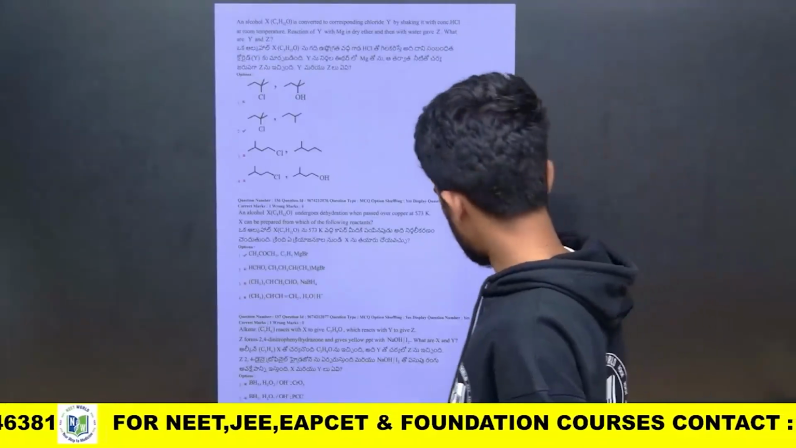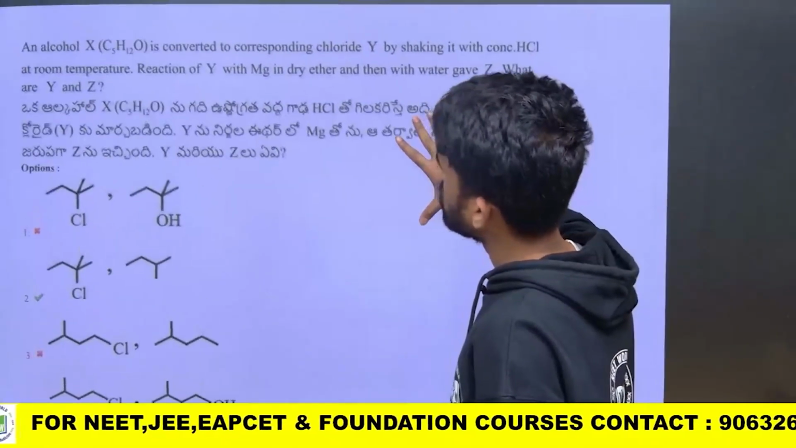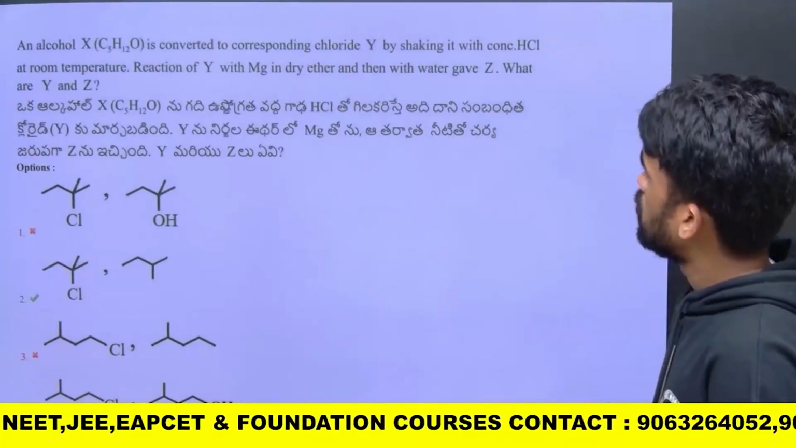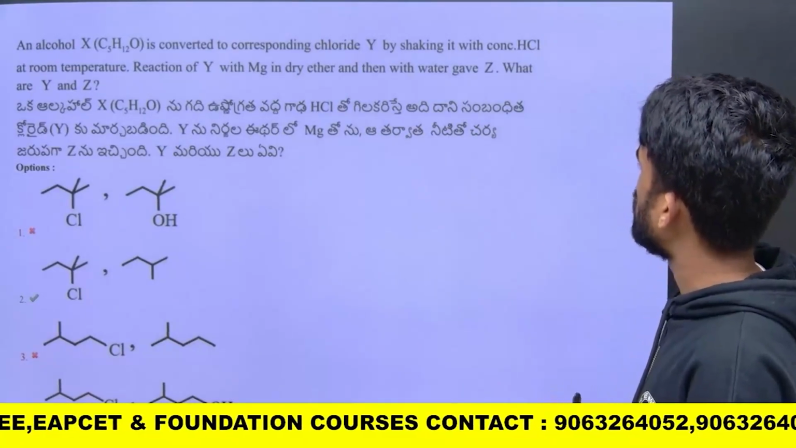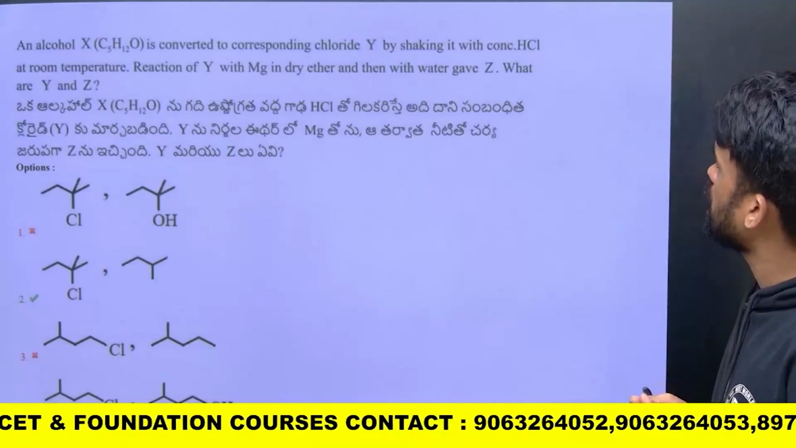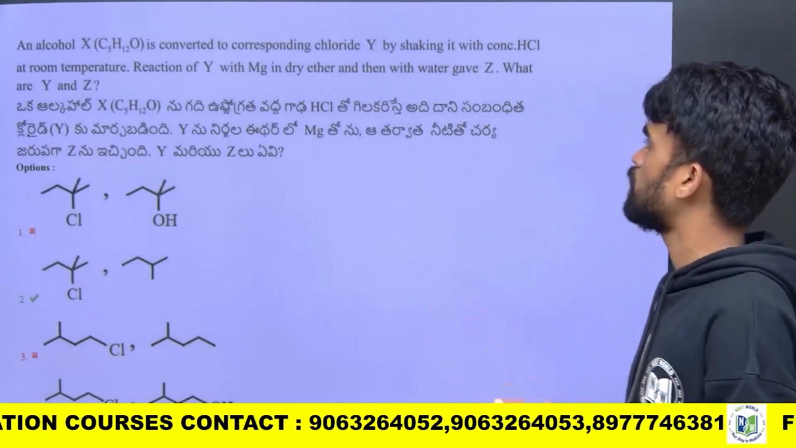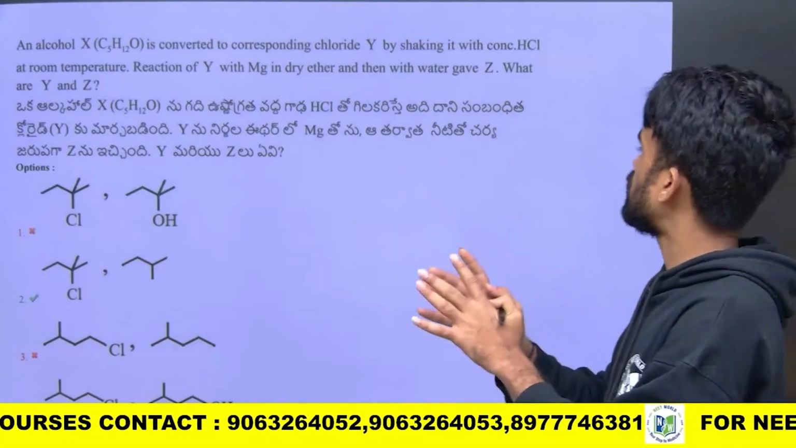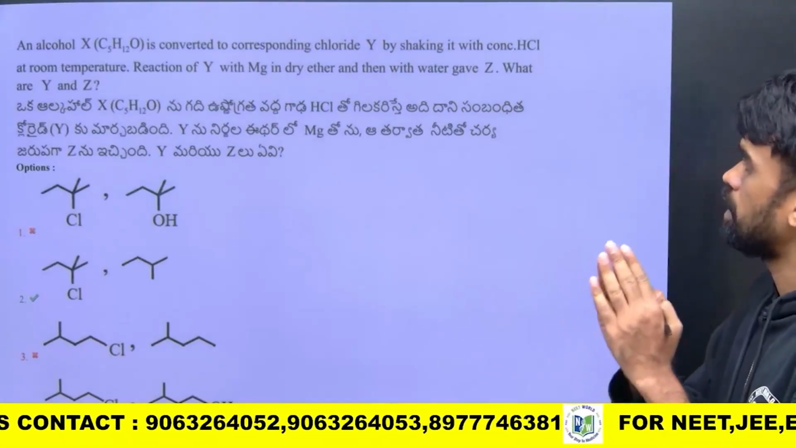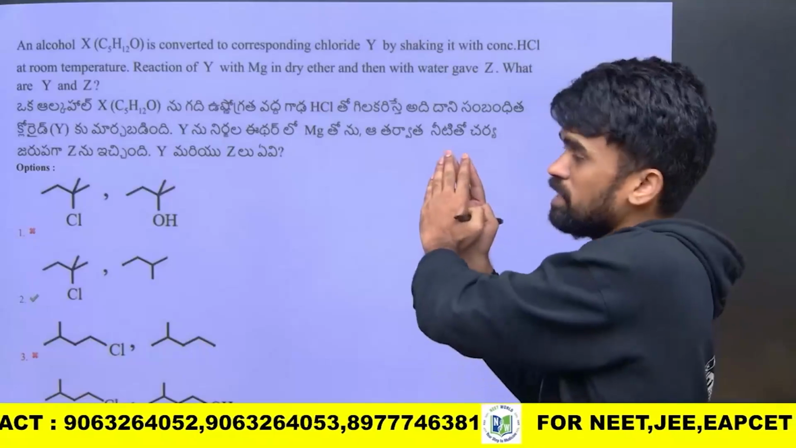Okay, an alcohol X is converted to corresponding chloride Y by shaking it with concentrated HCl at room temperature, and reaction of Y with magnesium in dry ether and then with water gives Z. What is Y and Z here? Very easy question, looking lengthy, right?